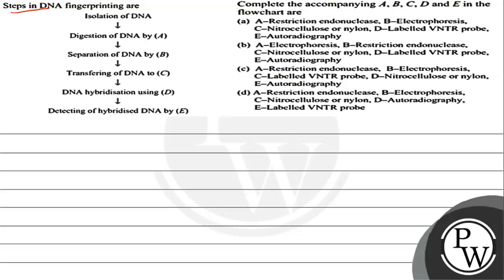The steps in DNA fingerprinting are as follows, and we have to tell what these variables A, B, C, D, E are. Let us look into it. The key concept is fingerprinting, that is DNA fingerprinting.